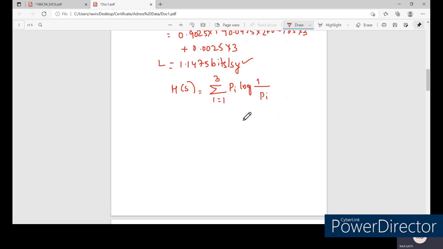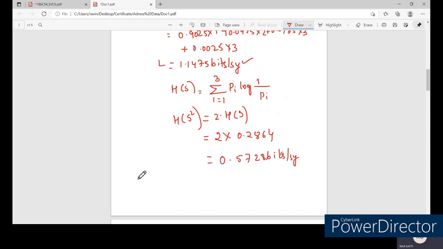You can solve this directly, or we also know that H of S square, that is the second extension, is nothing but 2 into H of S. We know this property, right? So if I use this, 2 into the previous H of S you got, which is 0.2864, and if I substitute that, H of S is 0.5728 bits per symbol.